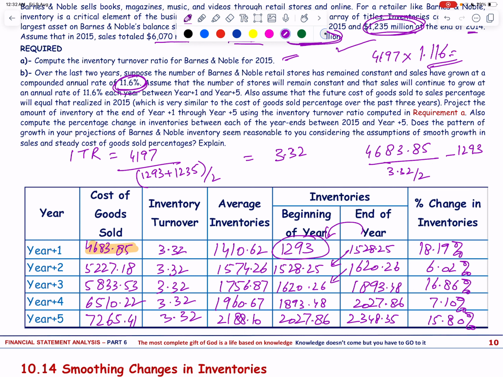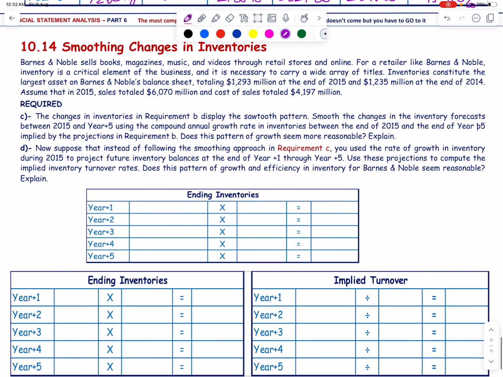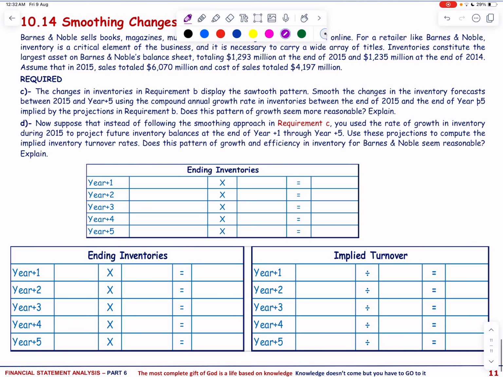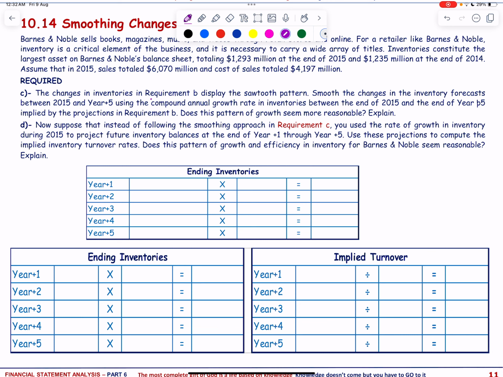So we have done part A and part B. This was part A, when we calculated the inventory turnover, and this is part B. Now we go to part C. Barnes and Noble, part C: the changes in inventories in requirement B display the sawtooth pattern. Smooth the changes in the inventory forecast between 2015 and year 5 using the compound annual growth rate in inventories between the end of 2015 and the end of year 5 implied by the projections in requirement B. Does this pattern of growth seem more reasonable? We will look into it.